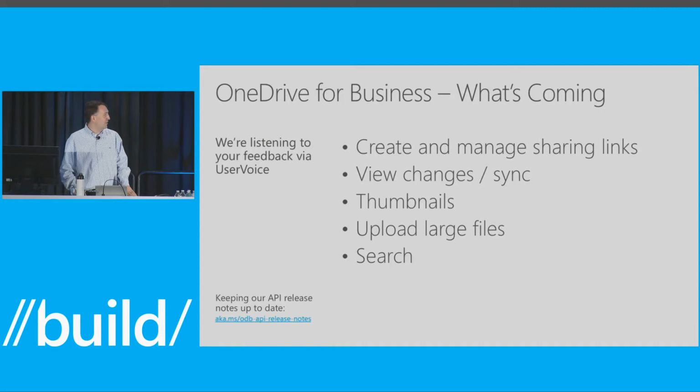If you have thoughts about what it is that we should go do on the OneDrive for Business side or the OneDrive Personal side, our user voice website is where we listen to a bunch of feedback, as well as our GitHub and Stack Overflow. So we're out there in the community trying to listen to what it is that you guys want and add those features to our API as fast as we possibly can.